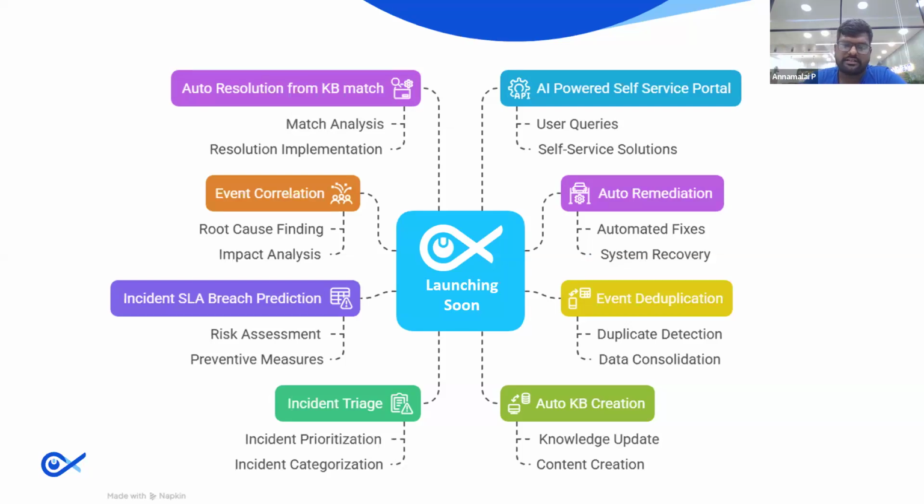We are trying to automate ticket prioritization as well, and we have seen service classification. Moving on, it will be done in a much more automated and smart way. And we have our incident SLA breach prediction as well.